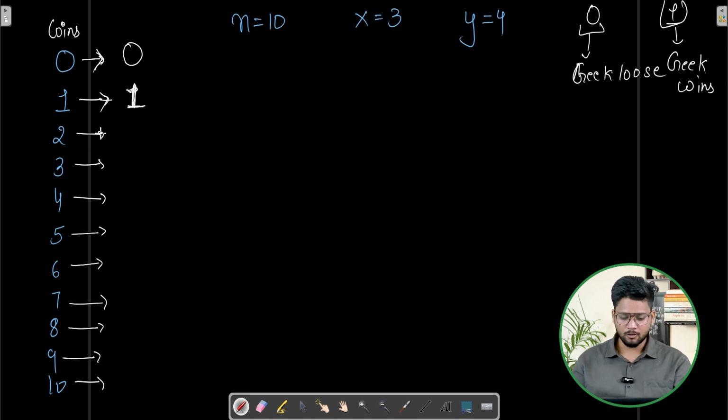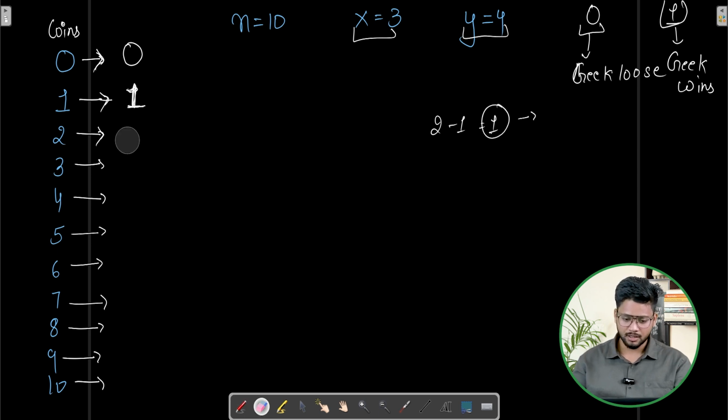Now if we have 2 coins, what is going to happen? He can't take 3 coins or 4 coins, but he will take 1 coin. How many coins are left? 2 minus 1, that is 1. Only 1 coin will be left and player 2 will take that coin. So the answer is going to be 0, because in this case Geek will lose.